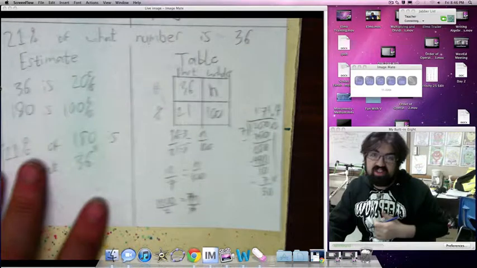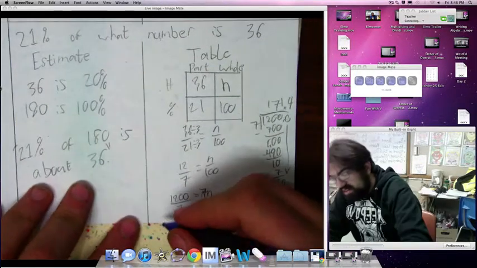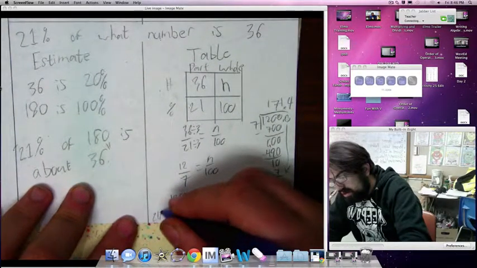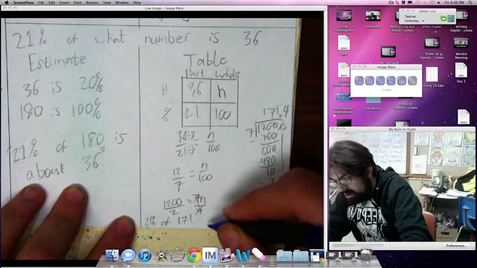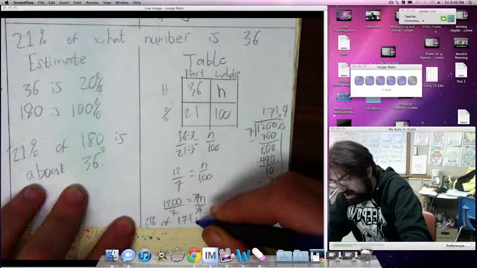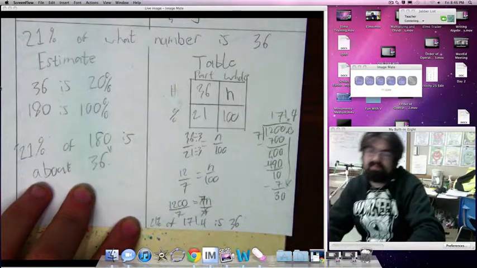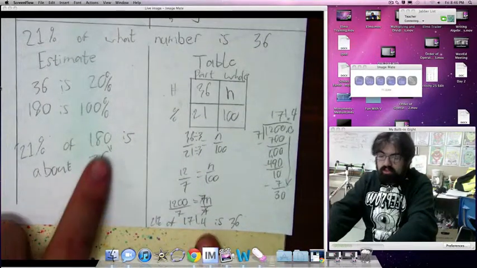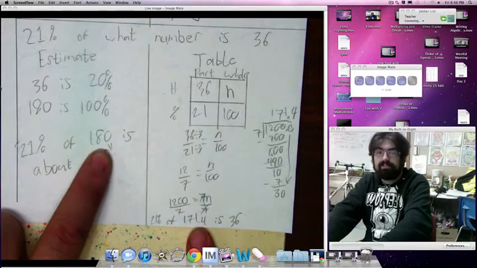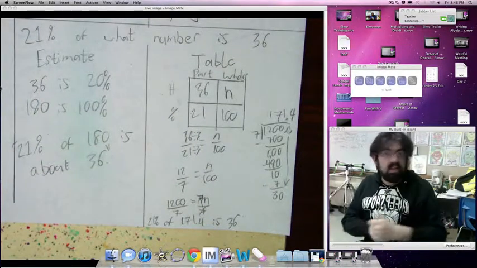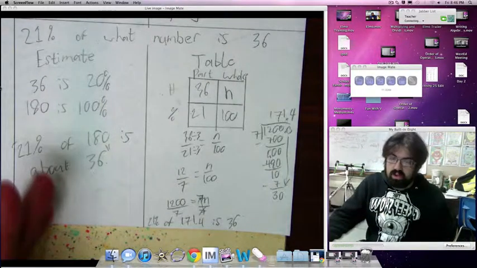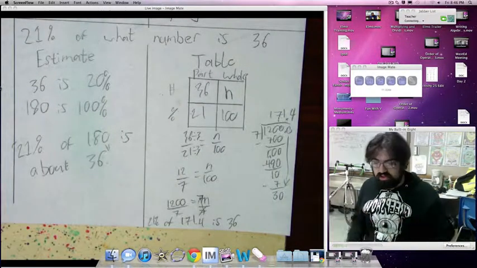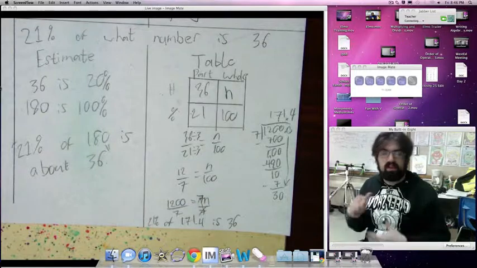So let's see. 21% of 171.4 is 36. That's pretty close to 180, don't you think? Because we estimated, yeah, we're off. Estimating means we're going to be off by a little bit, but we're close with a little less work. Huge skill. So that's it for this part. See you next time.